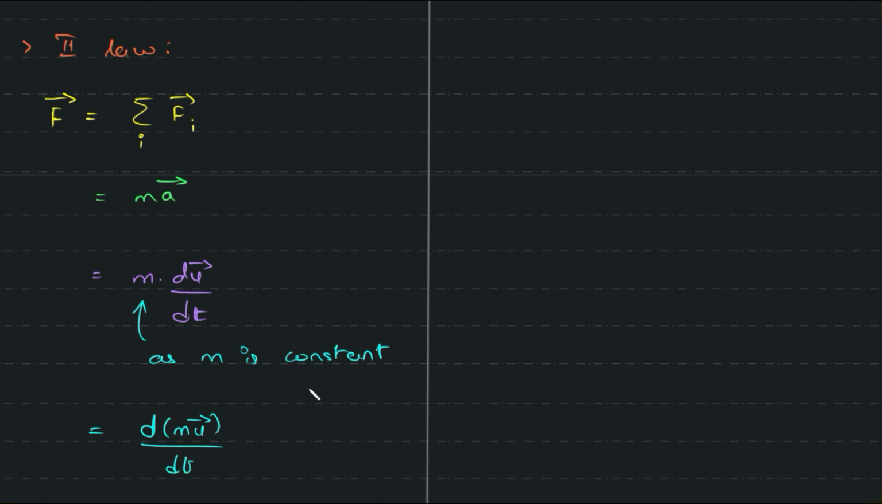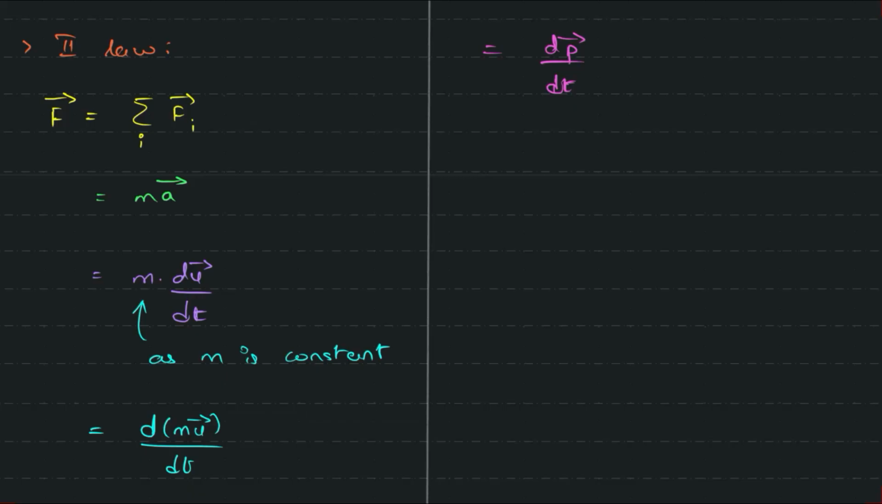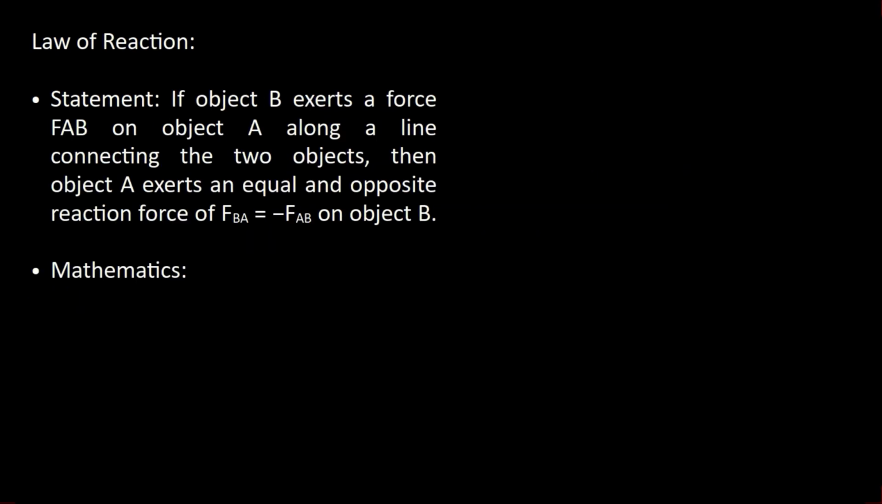So what is mass times velocity? Yes, momentum. Momentum is also a vector quantity, and we have this representation. So the second law talks about force and rate of change of momentum. The net force is equal to the rate of change of momentum, where we introduce the momentum of a particle given by small p, which is the product of m and v. Again, it's an overview. Don't worry about this. Finally, we have the law of reaction.